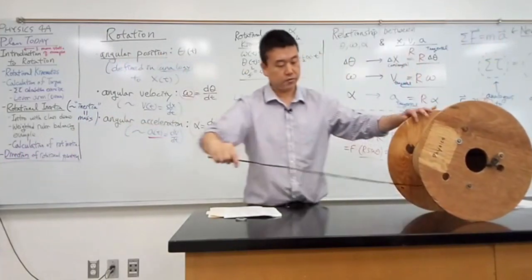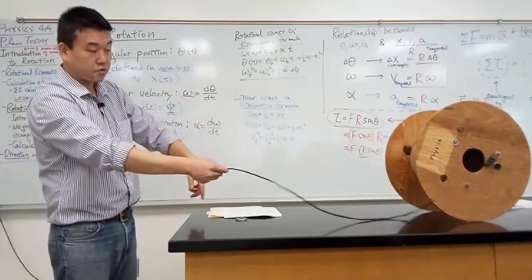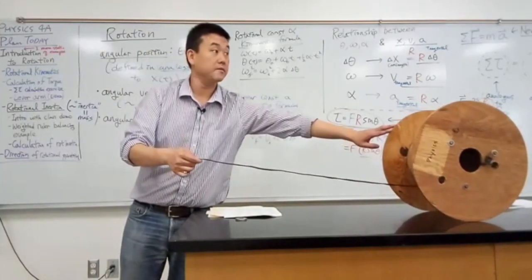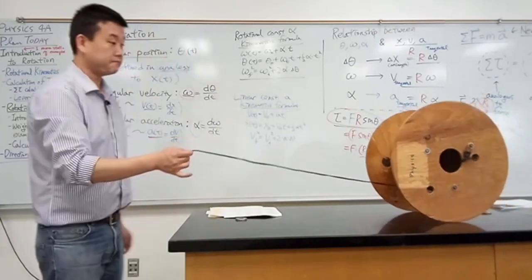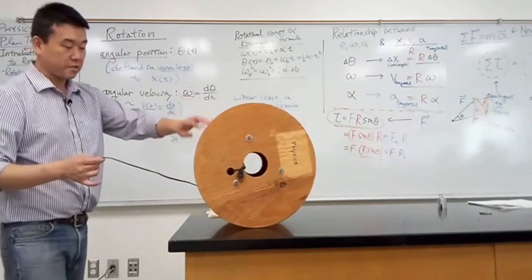So I'm going to take this spool and I'm going to pull it. So this time the string comes from the bottom. Which way do you expect it to roll? Clockwise or counterclockwise? A lot of people think it'll roll clockwise. Let me try it. It goes counterclockwise. And it almost makes sense.